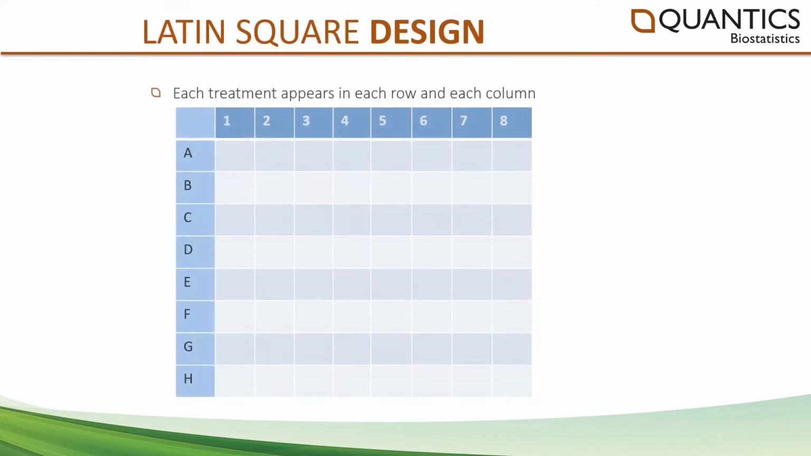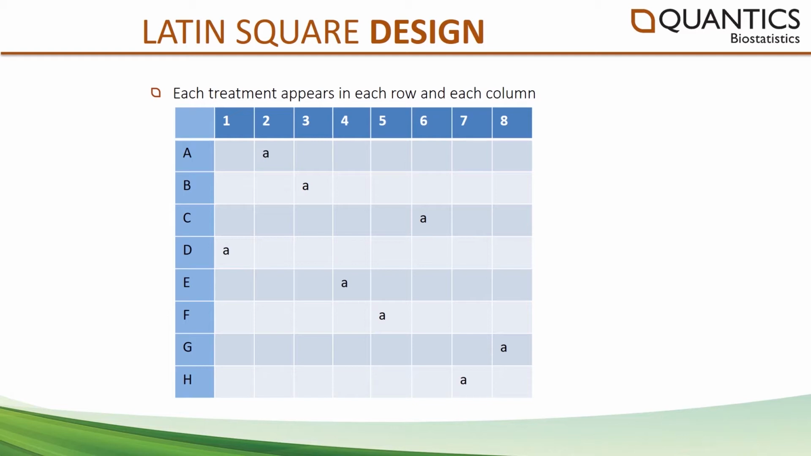In a Latin square design, the field, or the plate in our case, is divided up into an equal number of rows and columns. So in this example I've shown we have 8 rows, A to H, and 8 columns, 1 to 8. And the design of the experiment is such that each of your treatments appears in each row and in each column. So that implies that there are 8 treatments in a Latin square design. So we have 8 treatments, 8 rows and 8 columns in this example, although that number can be any number you like. Here we show the first treatment, A, and how that could be allocated in this design.